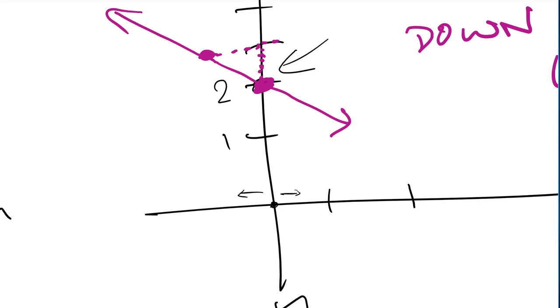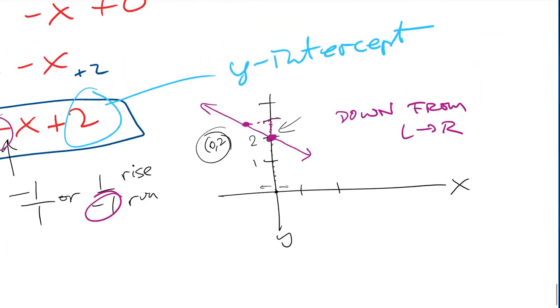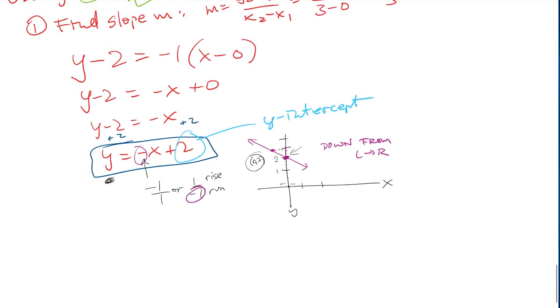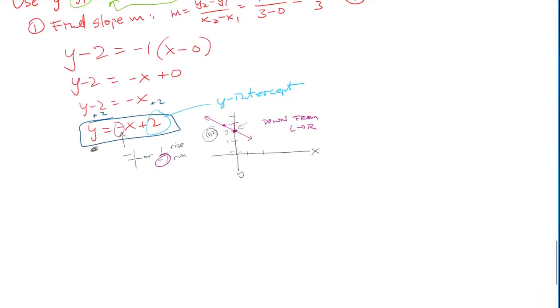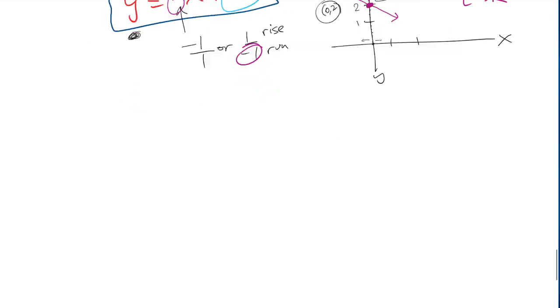Well, if the point is (0, 2), you don't go anywhere in the x direction, you just go up 2. So if you're ever given a point that's (0, something), you'll know that that's the y-intercept. All right, so with that said, let's move on to other types of problems. Let me give you another kind of example.